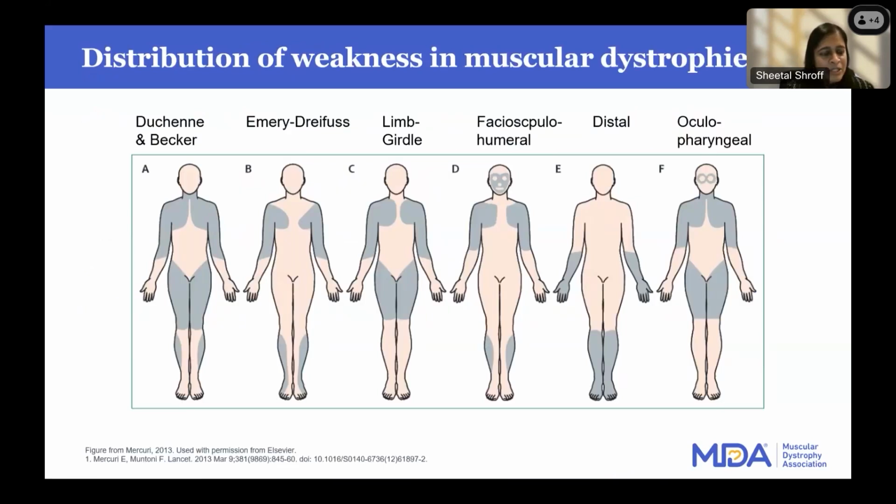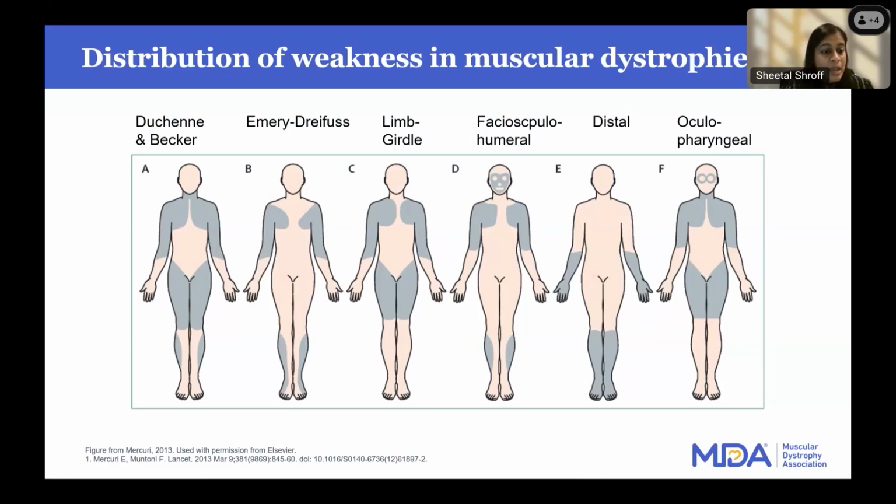Now, like I mentioned in the previous slide, the distribution of weakness, yes, the picture speaks a lot more than the words. Now you can see in this picture A, like Duchenne and Becker's muscular dystrophy is one of the most common ones which we hear. You can see it's more of this proximal upper arm, and then upper chest, and then in the legs, mainly the thighs, proximal legs are more affected.